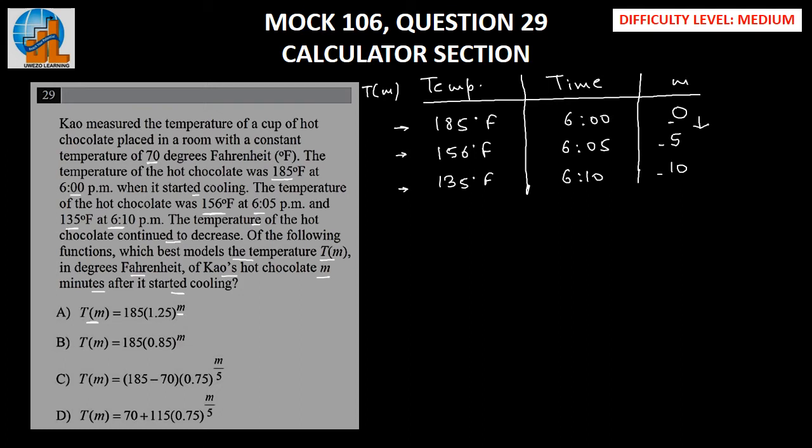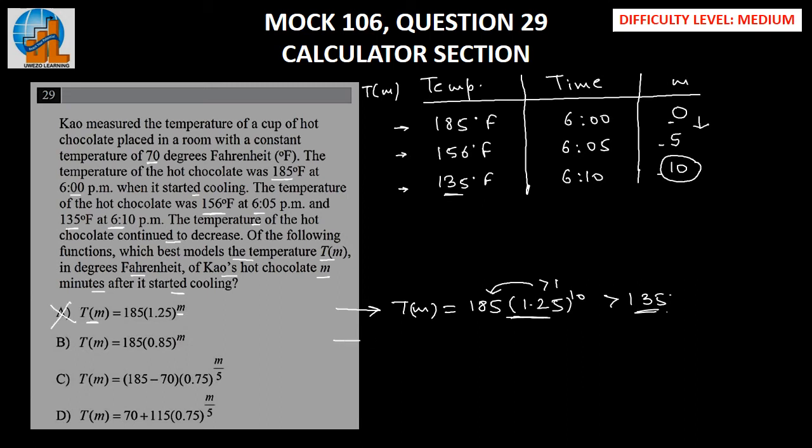So let's start with substituting the value of m as 10 in all four equations and find out for which equation we'll find the answer as 135 degrees Fahrenheit. So let's go to option A. T(m) is equal to 185 into 1.25 raised to the power of m. Now we know that this number has to be greater than 1, and if we multiply any number greater than 1 with 185, the answer will be greater than 135 degrees Fahrenheit. Hence we can eliminate option A here.